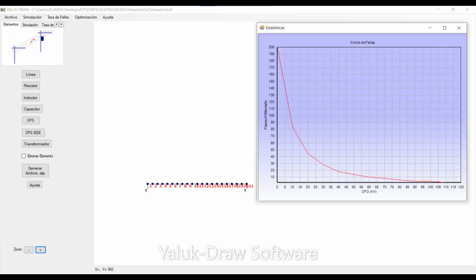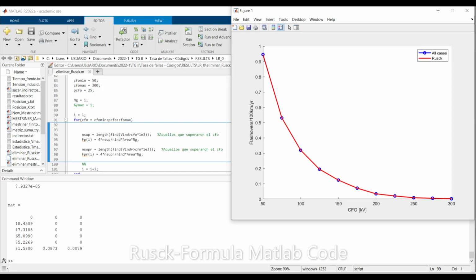The following is a demonstration of the Rusck formula technique implemented in MATLAB code for a straight line with infinite ground conductivity. We can see the flashover rates results obtained by Yallour's draw that are considered the reference values, and also the flashover rate obtained by means of the heuristic technique. The code also presents the amount of discarded events and the obtained mean error of the heuristic technique in question.